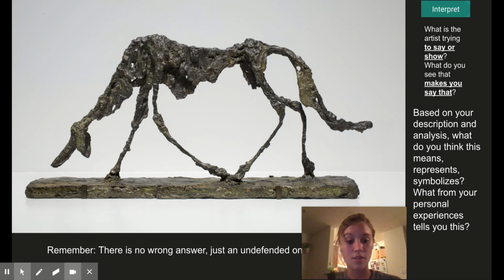Next is interpret. This is where I get to say how I feel about it. And I could say, I feel like this artwork is trying to convey the meaning that the dog is hungry. And then I think this because, so this is me backing up my answer, I feel this way because the dog's proportions seem to be very skinny in the legs and where the stomach would be. So that's all that I would really need to say. You could go in further detail if you're wanting to make a more meaty paragraph, which is encouraged. But you're just basically trying to say what you feel and why you feel that way.